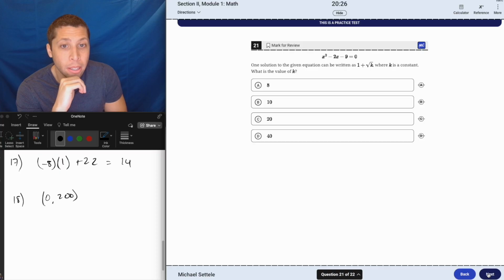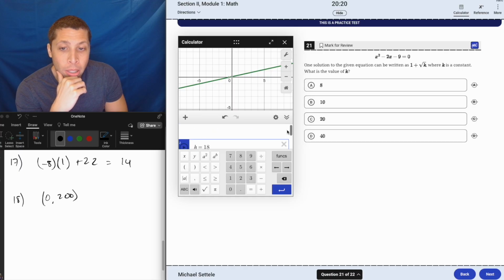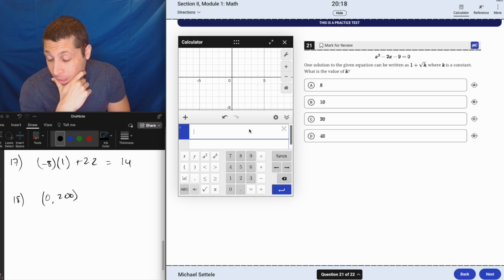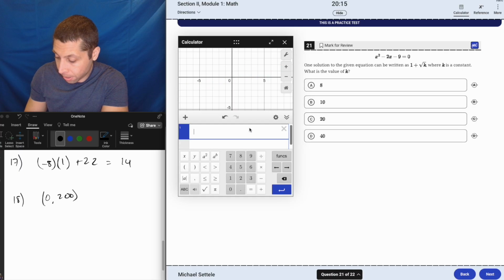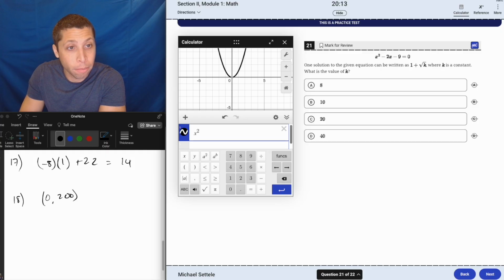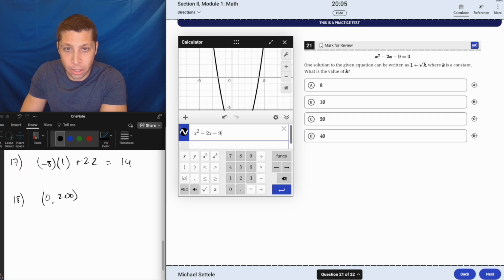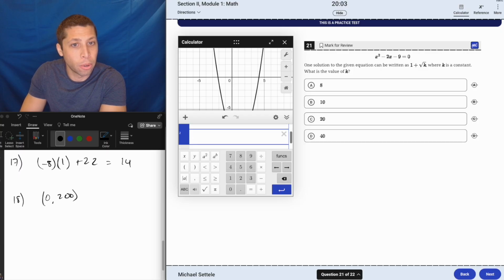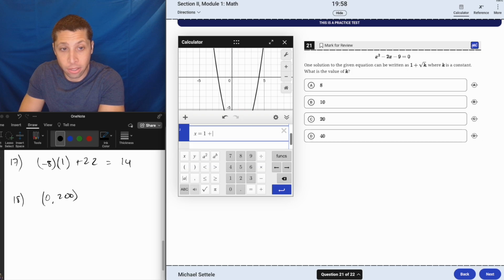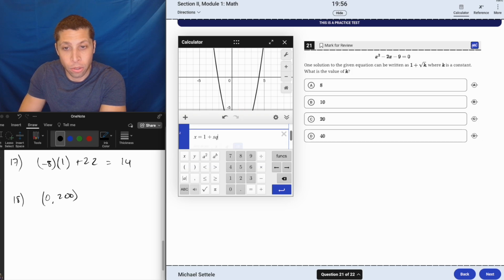Alrighty then. Okay, as a constant was about, again, I'm going to just guess and check here. I could do some quadratic formula, or I can just type it. So x squared minus 2x minus 9. Let's leave that as a parabola because it's equal to 0. So we'll just leave that. And then we'll do one solution. So x equals 1 plus square root of k.